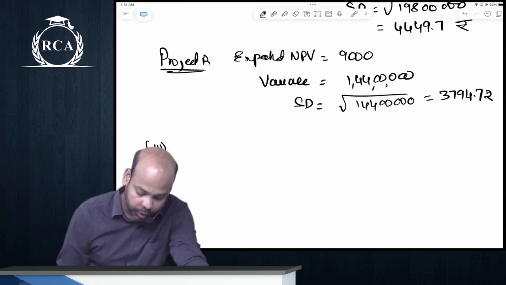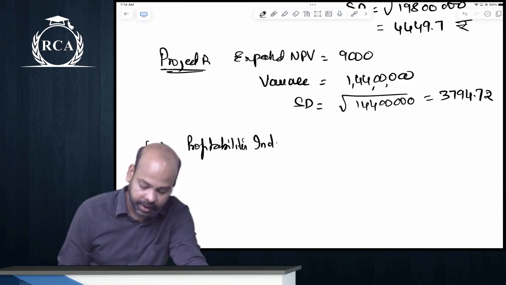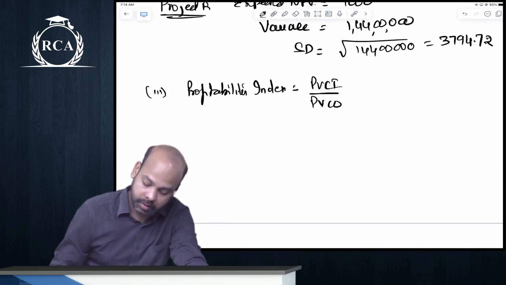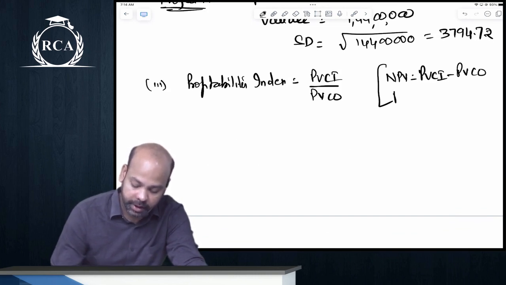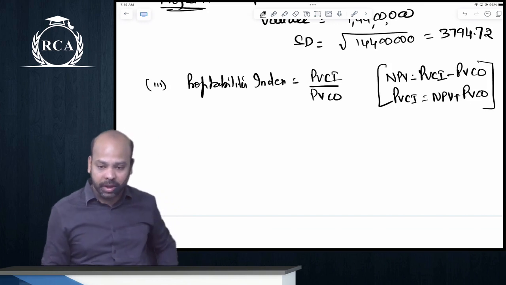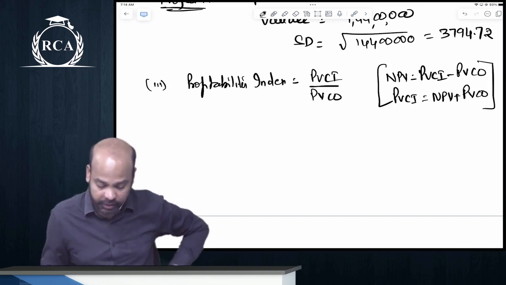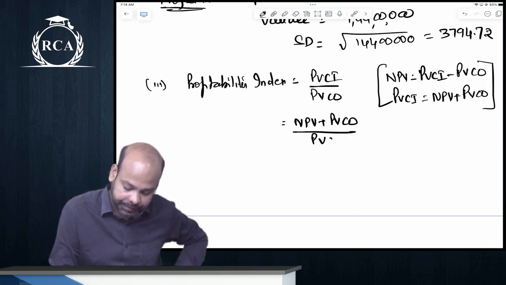Third bit, guys, how will you compute profitability index? Profitability index is PVCI divided by PVCO. We all know, guys, that NPV is equal to PVCI minus PVCO. So can I write PVCI beta as NPV plus PVCO? If you add PVCO and NPV, you will get PVCI.